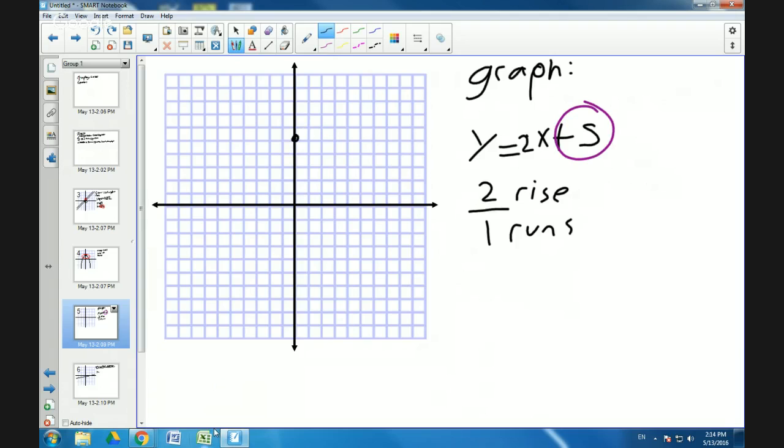Now we want to make a table to help us graph.